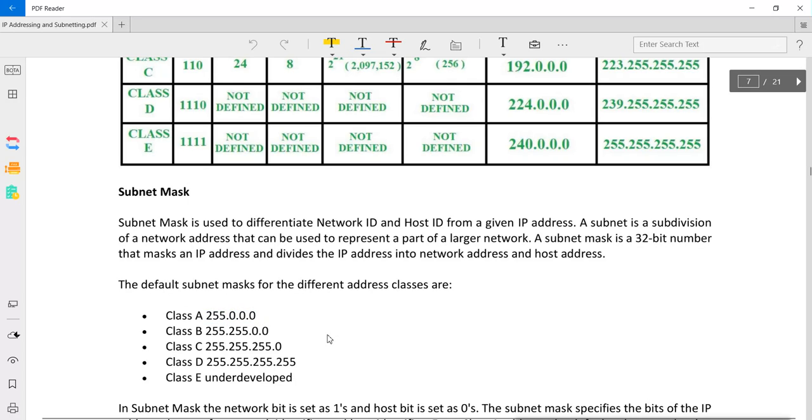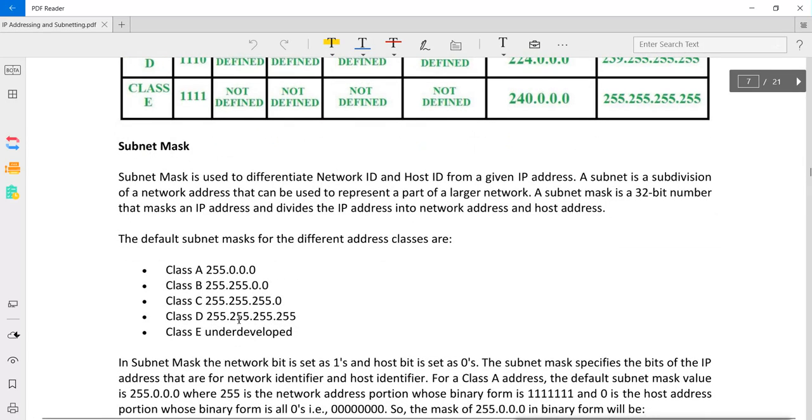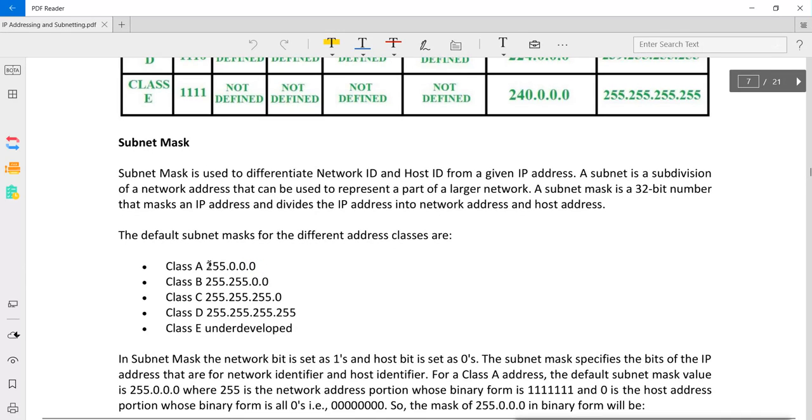Now the default subnet masks for the different classes are as follows. For class A, the subnet mask is 255.0.0.0. You know the first part is the network part, so it is defined by this 255, and 0 means the host part. In a subnet mask it is very easy: if you see 255, it is the network part, and if you see 0, it is the host part.